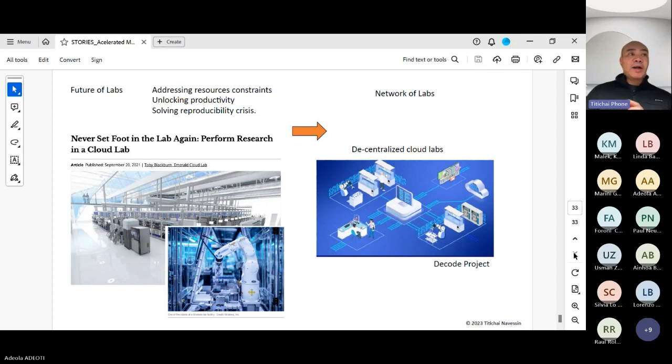This is one exciting project that has been recently funded and is just starting. It's called Decode, and I will leave that exciting project's details for the next speaker, Dr. Kurosh Malik. Right? So for me, just to conclude, it is a complex field.